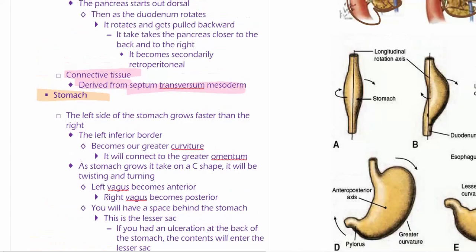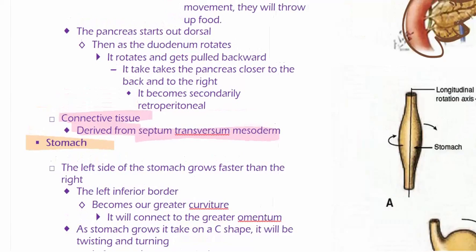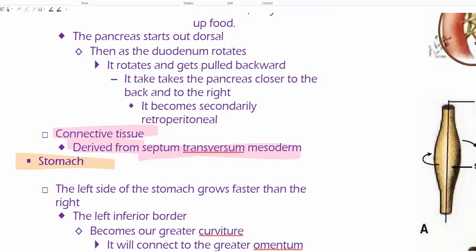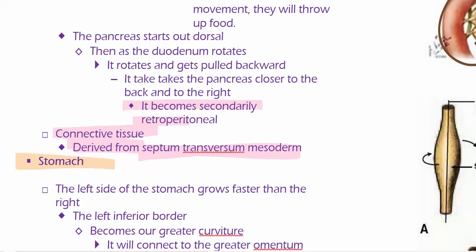Okay, another thing that's kind of critical to know. The pancreas starts out dorsal, then it's going to get pulled back slightly and it's going to rotate. All right. This process, I'm going to show you a picture of so that it becomes a little bit more memorable. This is going to cause the pancreas to become secondarily retroperitoneal.